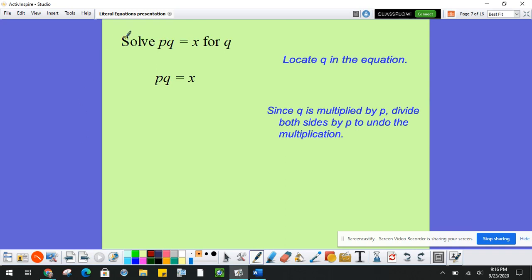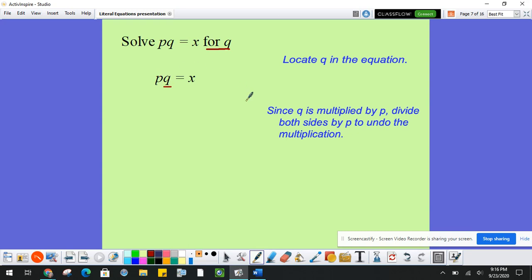Let's look again. Solve PQ equals x for Q. Once again, this little part right here tells me which variable I'm looking for. I'm looking to get Q by itself. So step one, locate Q in the equation. Well, that's pretty easy. Q is right here. Step two, identify the operations that are being applied to Q. Well, it's being multiplied by P.